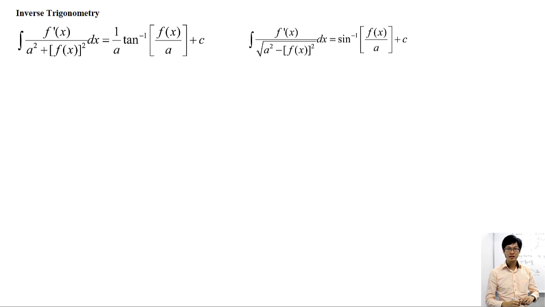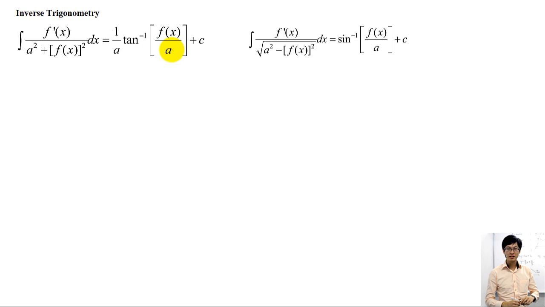Hi everyone. The next type of integration involves inverse trigo. I want to integrate something that will give me inverse trigo. So the first formula is: integrate f prime x over a square plus fx bracket square, you get 1 over a tangent inverse fx over a.